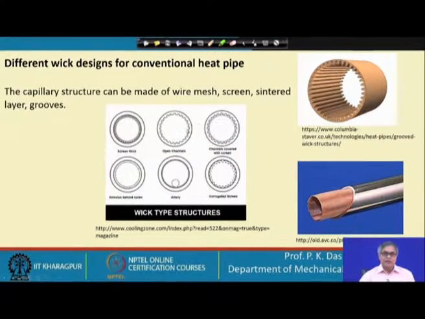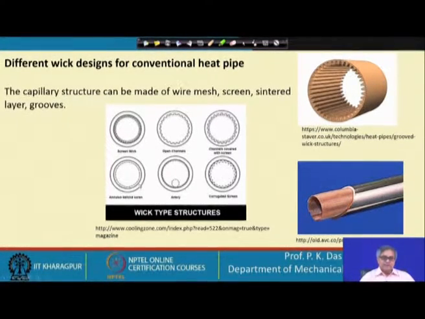Here we can combine both. We have grooves, and outside the grooves we have a screen or wire mesh, so it is a combination of channels covered with screen or wire mesh. The wire mesh can also be slightly away from the wall. Then we can see there is an annular gap between the wall and the wire mesh. This annular gap is generally filled with condensate or liquid, and can be another design for the return path of the liquid.